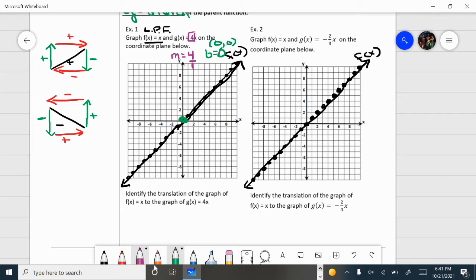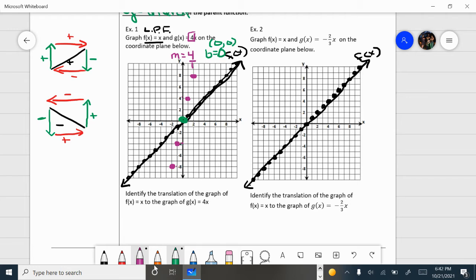Okay, so we have 4 over 1. It's a positive 4 over 1. So we're going to go up 4 units: 1, 2, 3, 4, and then right 1. And we're going to do that again. We're going to go up 4 and right 1. And I don't have enough space to go up 4 again. So now we're going to go back to our y-intercept. This time we're going to go down 4 and left 1, and then down 4 and left 1.